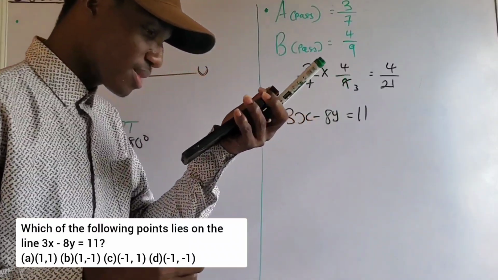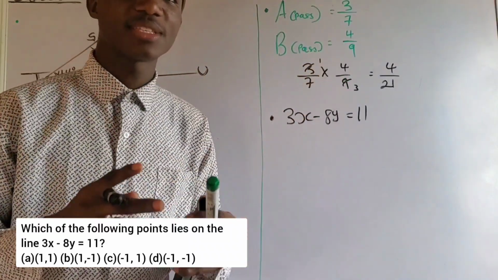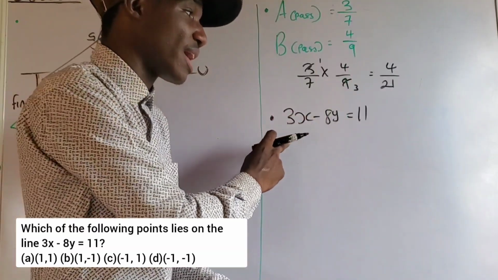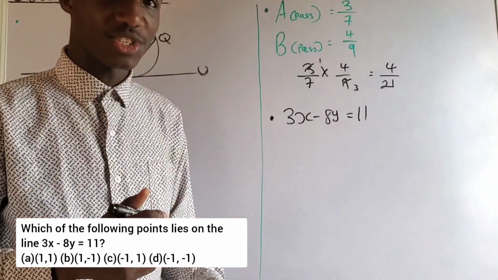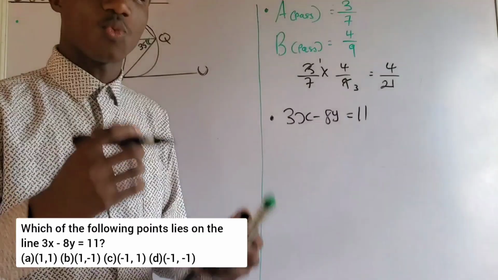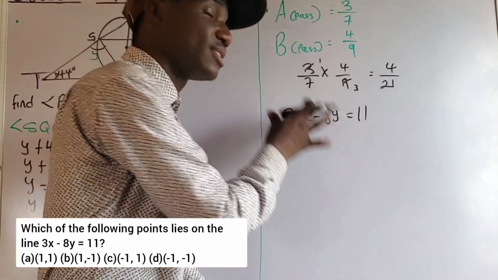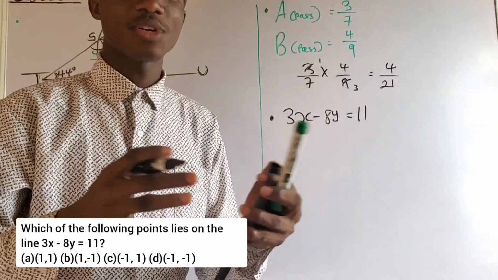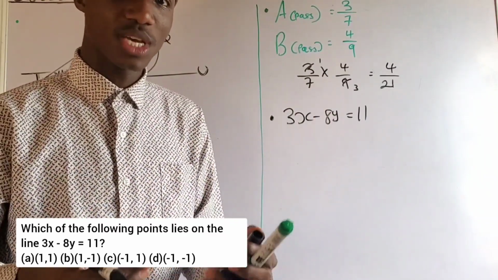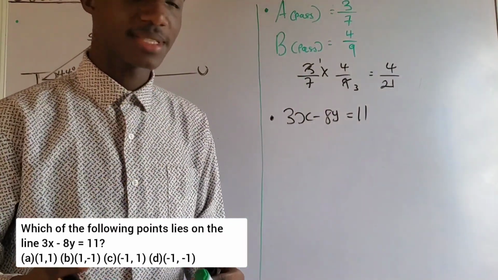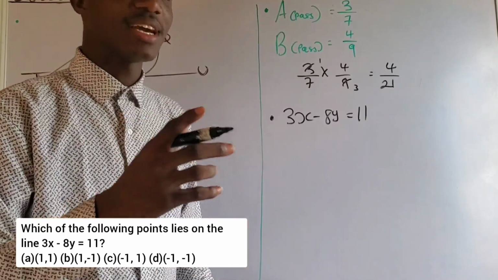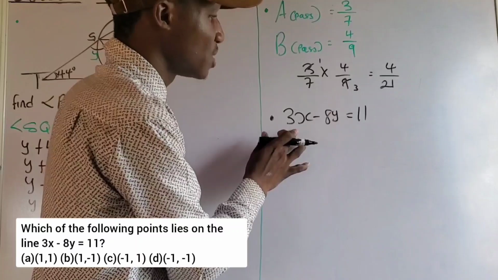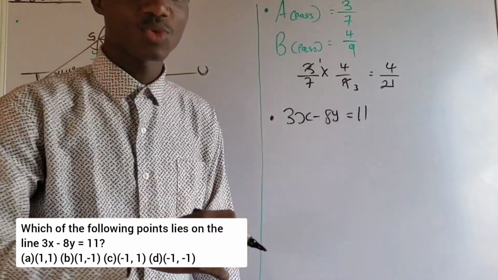Now, listen to me carefully. Any point that is going to lie on this line must satisfy the line. Are you paying attention? That is, the values of x and y must satisfy this equation. On every point we have coordinates x, y. That is 2 values, and if you check the options, we have 2 values, right? Any point that satisfies this line, by the time I substitute the values of x and y, I must get 11. That's what I'm trying to say.